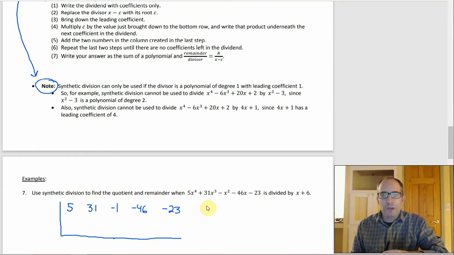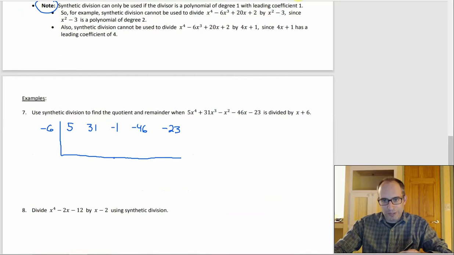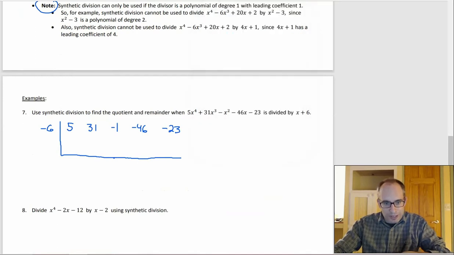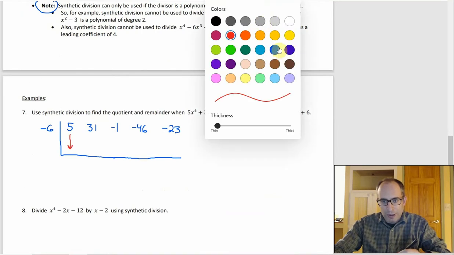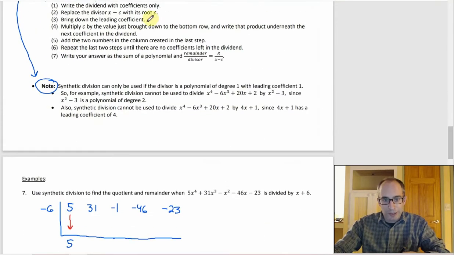All right, then you replace the divisor with the root of the divisor. If you just want to think of it as the number that, if you put it in for x, would make your divisor 0. So here that's negative 6, and I would put that out here. Then I'm just going to scroll down for the rest of it. The first thing is you bring down the first coefficient. So that 5, you just bring it straight down, and then you'd have a 5 down there. And that is what it says up here, right? Bring down the leading coefficient.